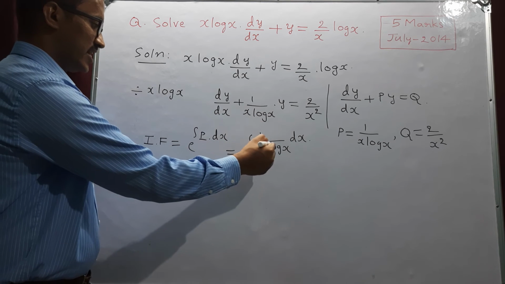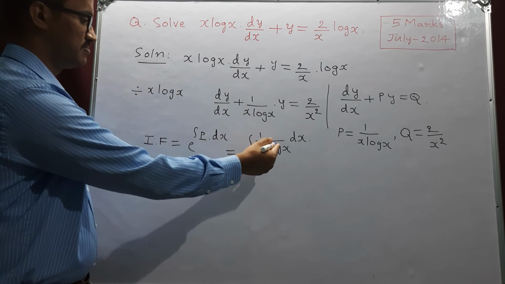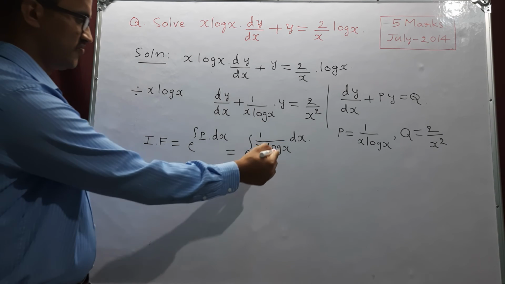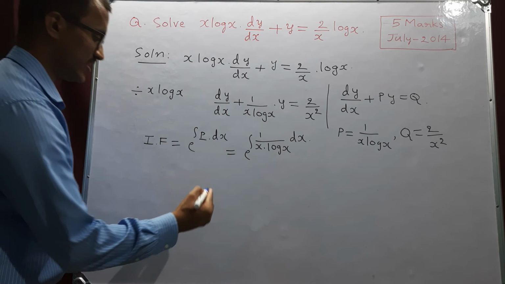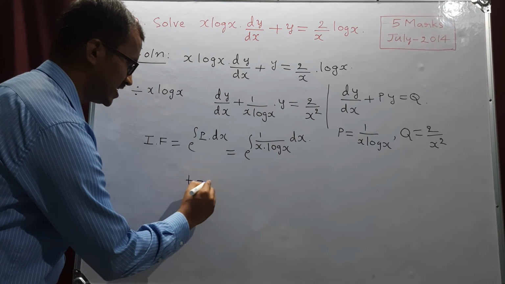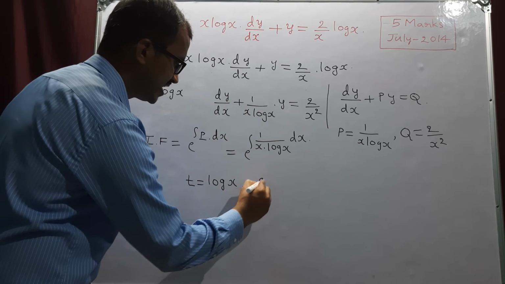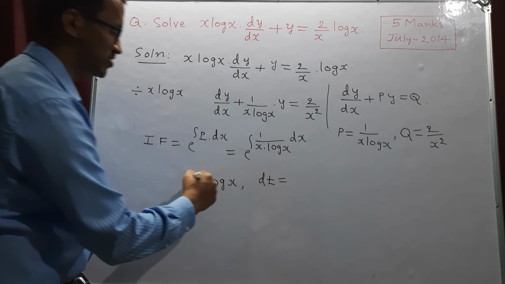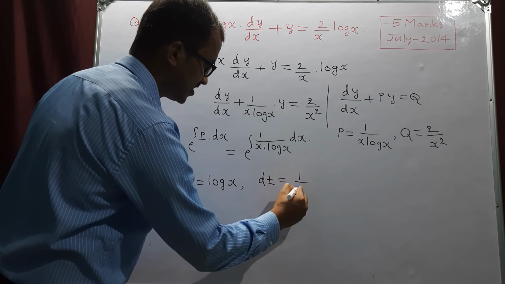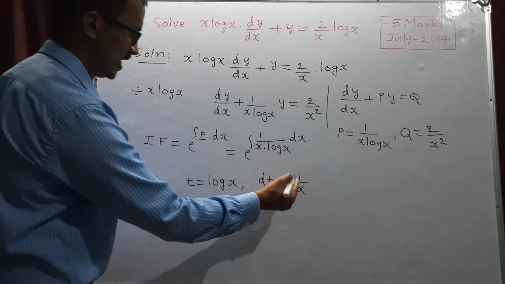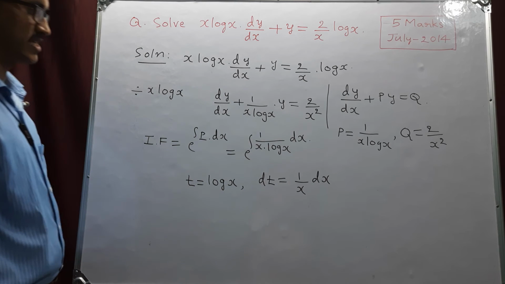So we have to integrate 1 by x into log x. Again, we use the method of substitution. We know differentiation of log x is 1 by x. So if I take the substitution, suppose t is equal to log x, then differentiating both sides with respect to x, dt by dx becomes 1 by x, or dt becomes 1 by x into dx.